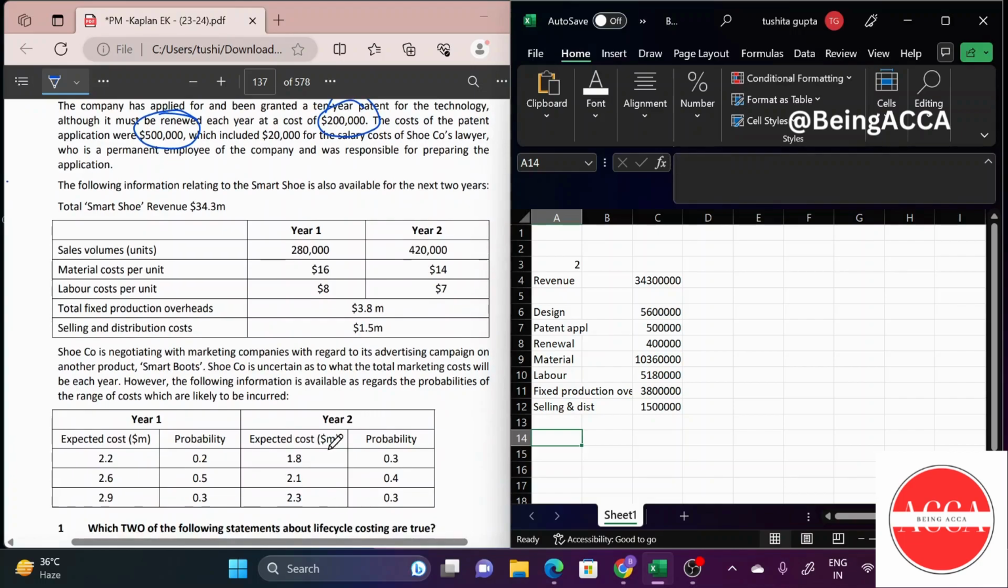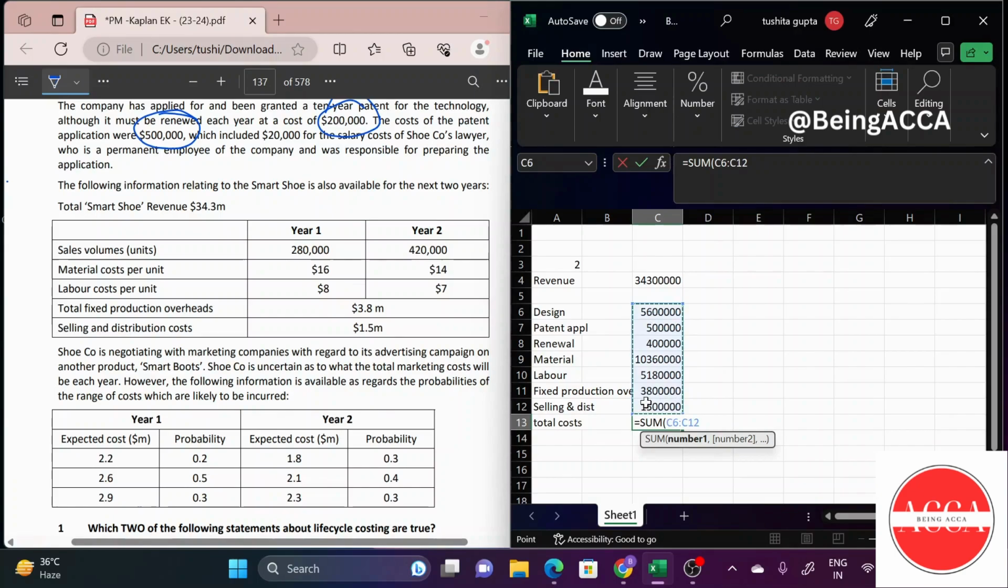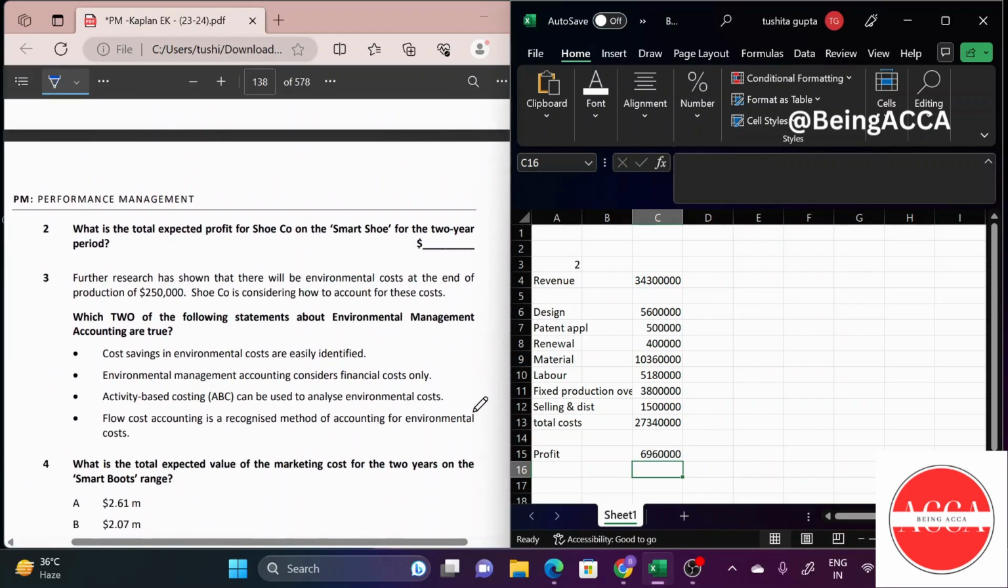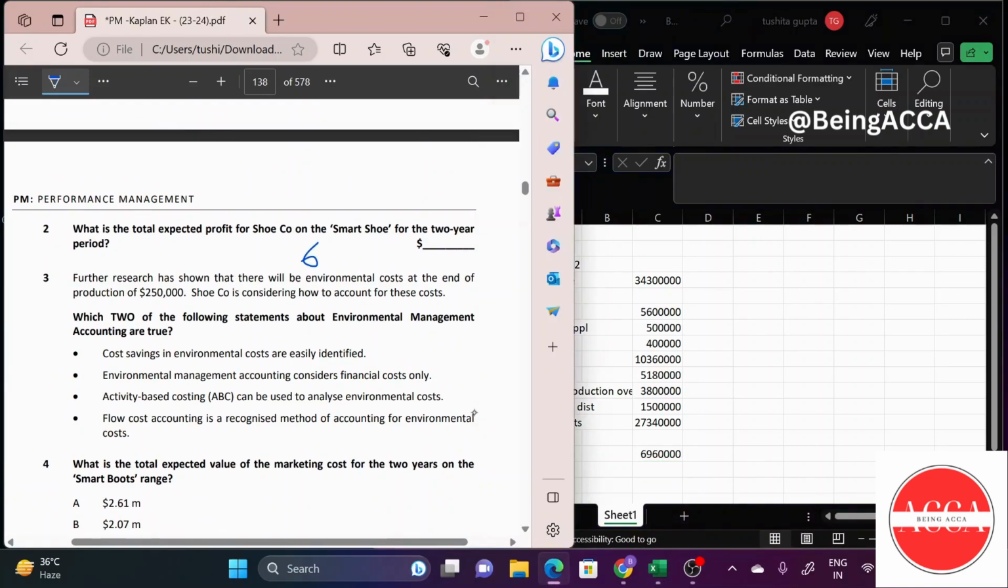I believe there are no other costs. Okay, so these are the total costs. Sum it up. This will be, yep. Now our profit is going to be the difference between the revenue and our total costs, and this will come out to be 6,960,000. So we will just write that down. This is our answer.